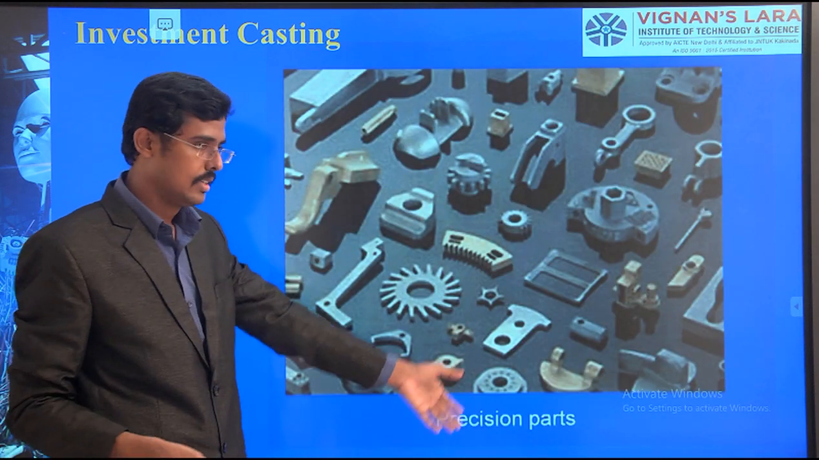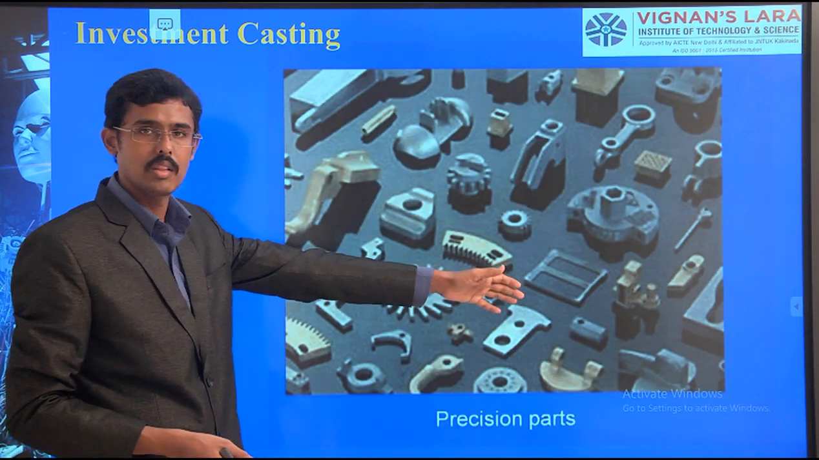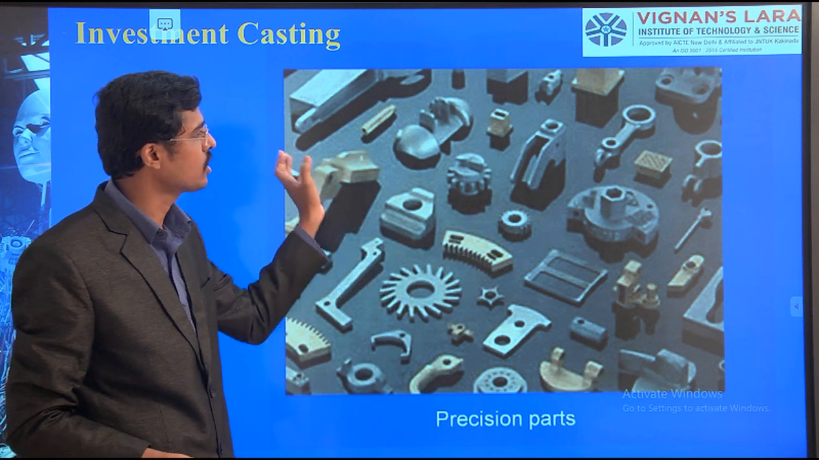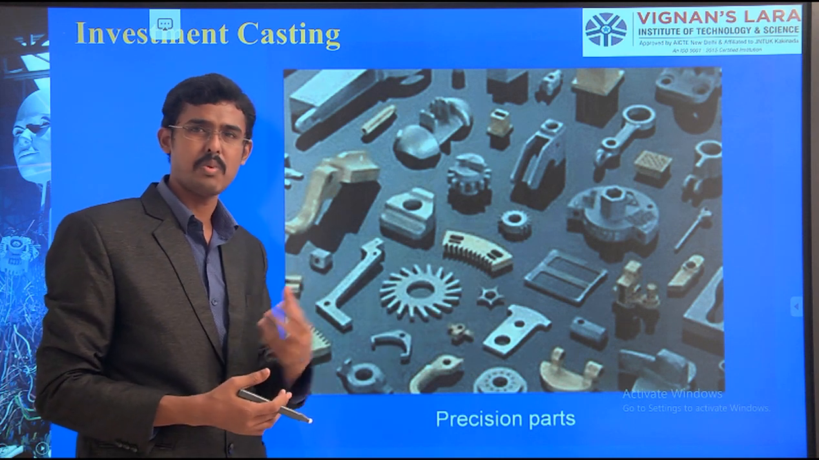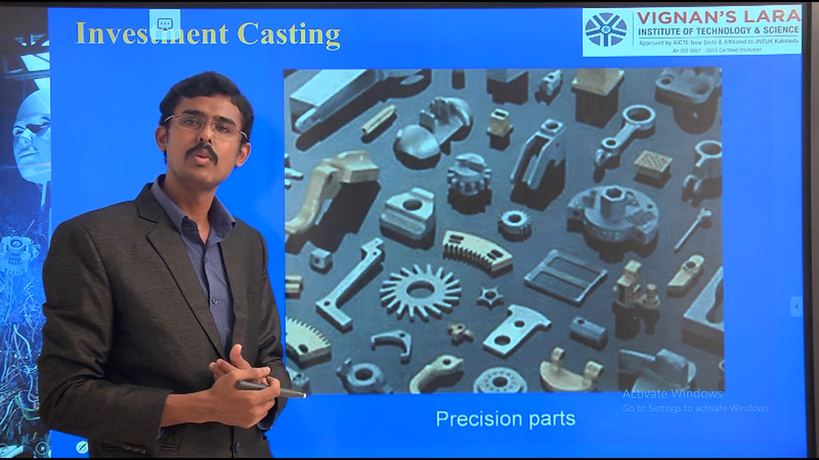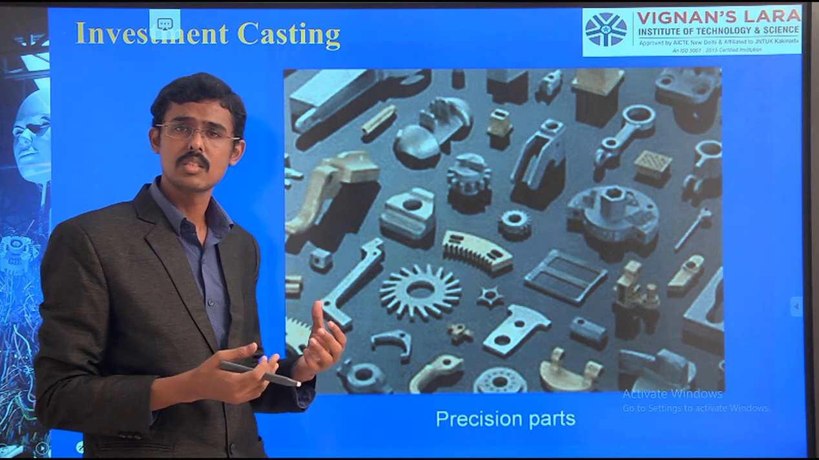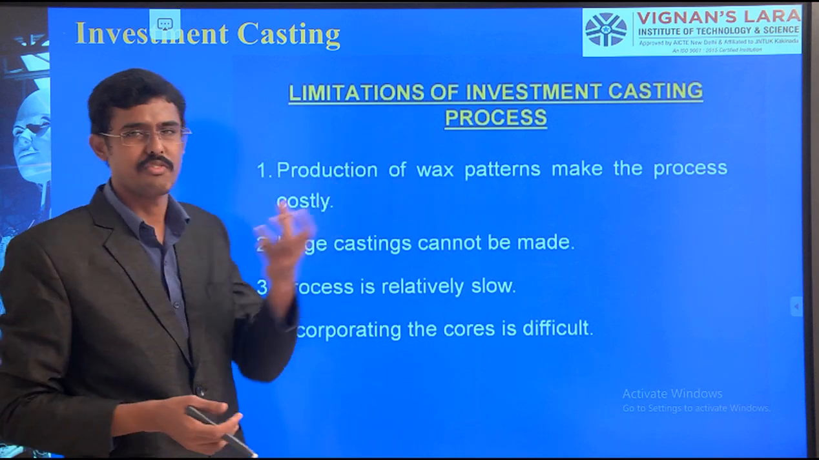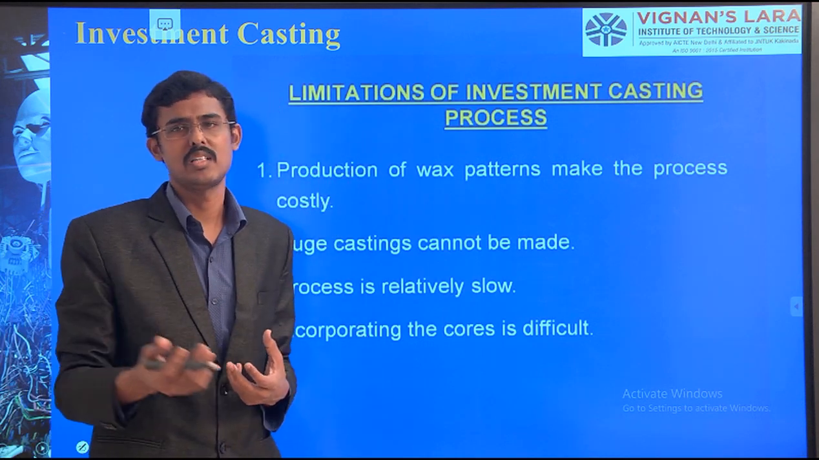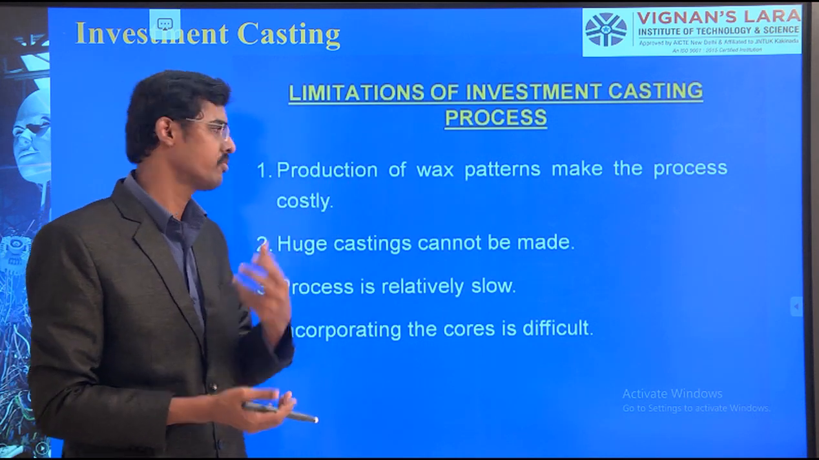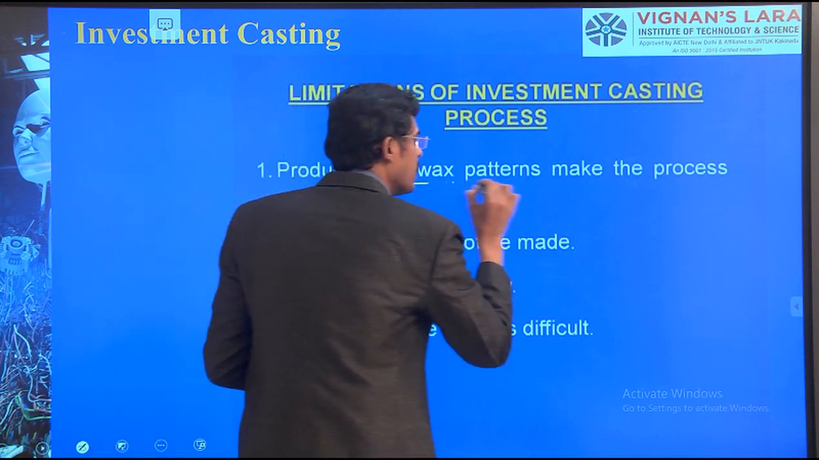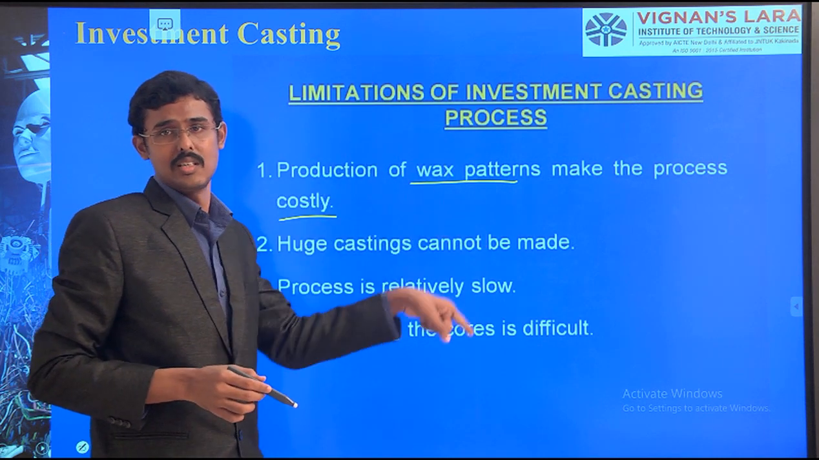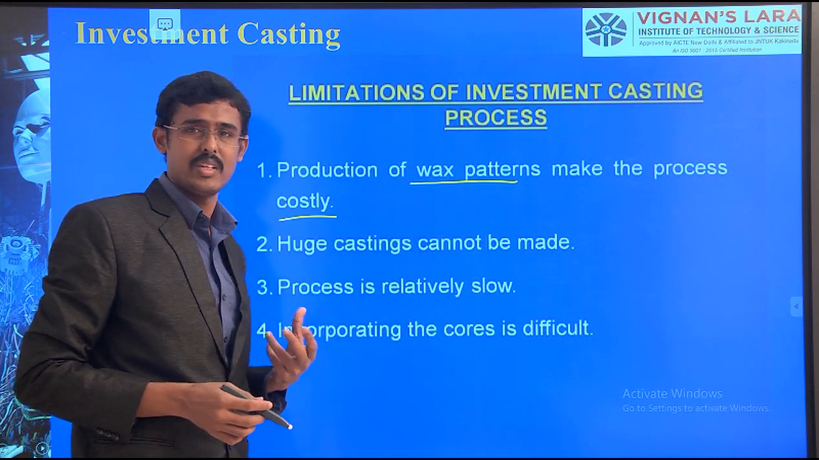So some other automobile parts also, various parts we are able to make, have a look there. What are available? Various automobile parts are the precision parts. All are possible in making by this investment casting process. So limitations, a few are there. Even though there are these advantages for all metals and all alloy systems, there are some limitations. Production of a wax pattern makes the process costly. The wax pattern, I told you the various list of waxes. The wax pattern is very costly.